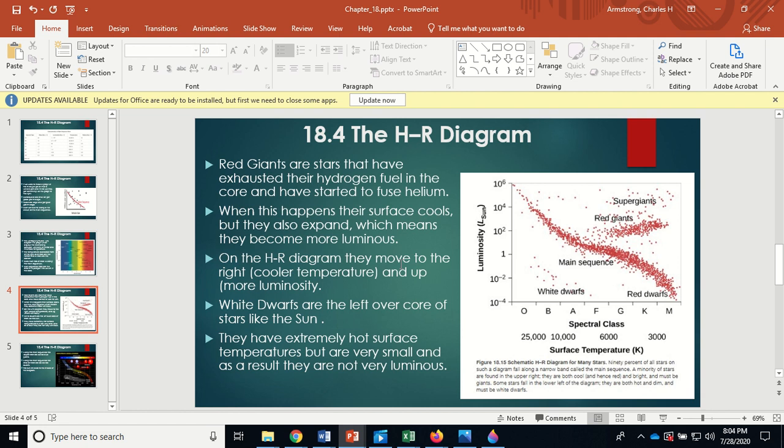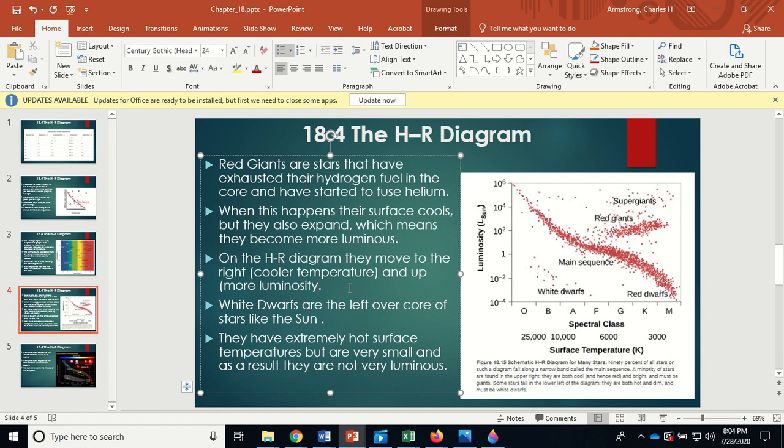On the HR diagram, they move to the right towards the cooler temperatures, and up to the more luminous. There should be a parenthesis there.